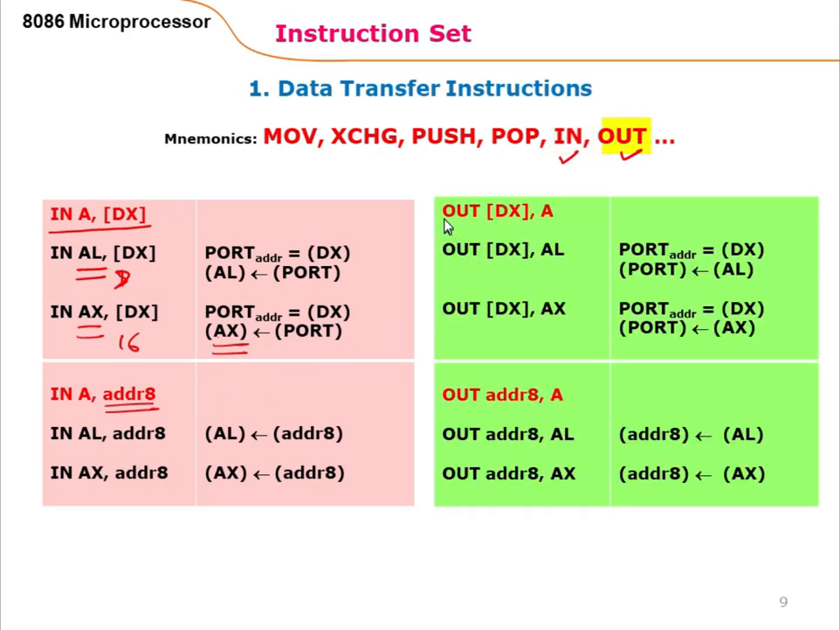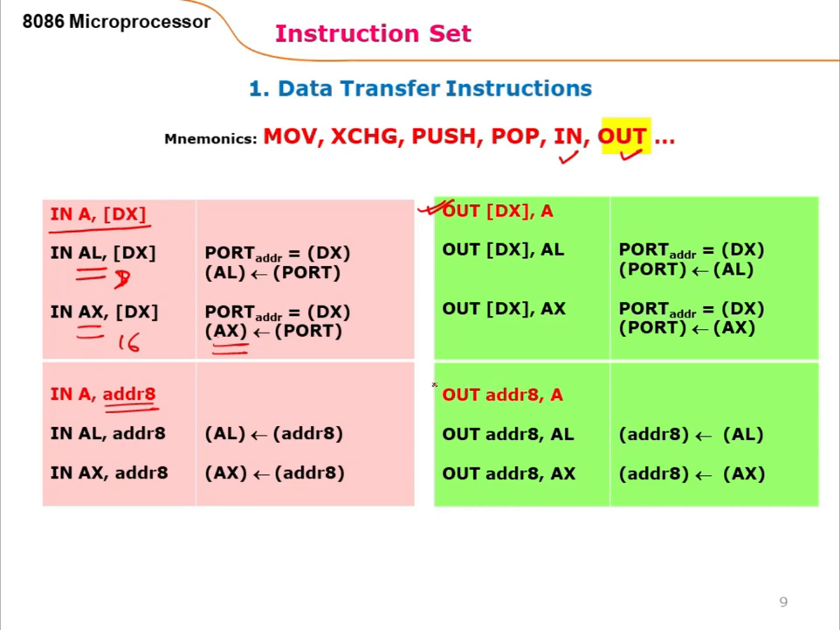Similarly, the out instruction is carried out. In the out instruction, the syntax is the same: OUT DX, AL. Here the data is sent to the given port. The port address is stored in the DX register, the data from the DX register is copied to the address bus, and the data of register A is copied to the given port, that is, it is outputted.